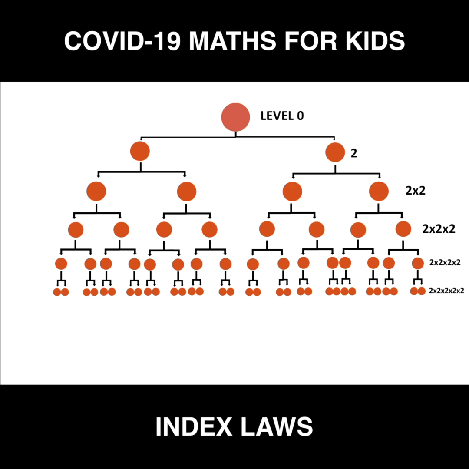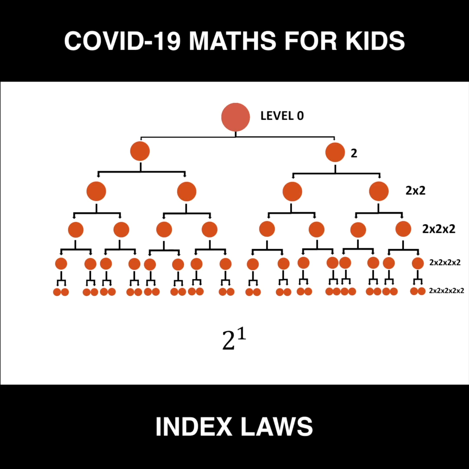Now, if we had to continually write out all these 2's, we'd quickly run out of ink and we'd quickly run out of paper as well, especially if we wanted to go to higher levels of the diagram. So there's something in maths called exponentiation. And what exponentiation allows us to do is to write these really big numbers in a short way.